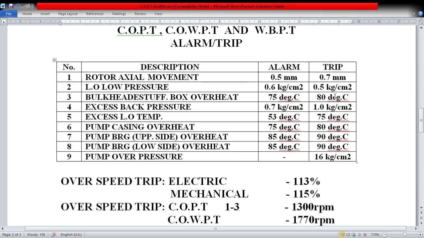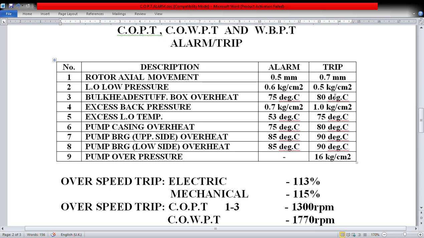Now excess back pressure alarm is 0.7 kg per centimeter square, and then trip at 1.0 kg per centimeter square. Excess lube oil temperature alarm is 53 degrees centigrade, and trip at 75 degrees centigrade. We have pump casing overheat, alarm at 75 degrees centigrade and correspondingly a trip at 80 degrees centigrade. Pump bearing upper side overheat alarm is at 85 degrees centigrade and trip at 90 degrees centigrade.